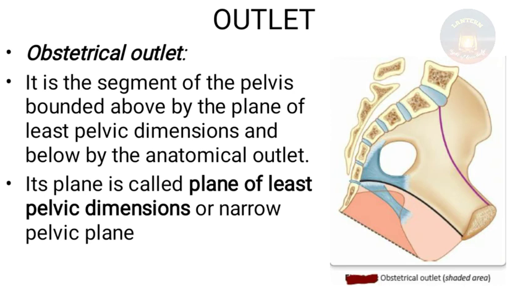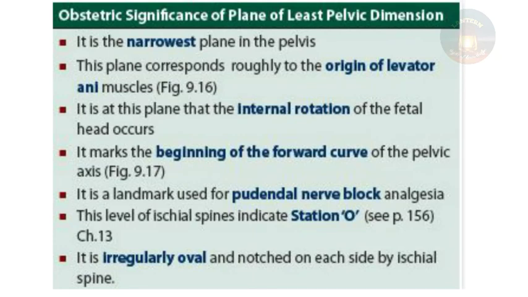The obstetrical significance of the plane of least pelvic dimension: it is the narrowest plane in the pelvis. The plane corresponds roughly to the origin of the levator muscles. It is at this plane that the internal rotation of the fetal head occurs. It marks the beginning of the forward curve of the pelvic axis. It is a landmark used for pudendal nerve block in analgesia. This level of ischial spine indicates station 0. It is irregularly oval and notched on each side by the ischial spine. So these are the various significances of the plane of least pelvic dimensions.